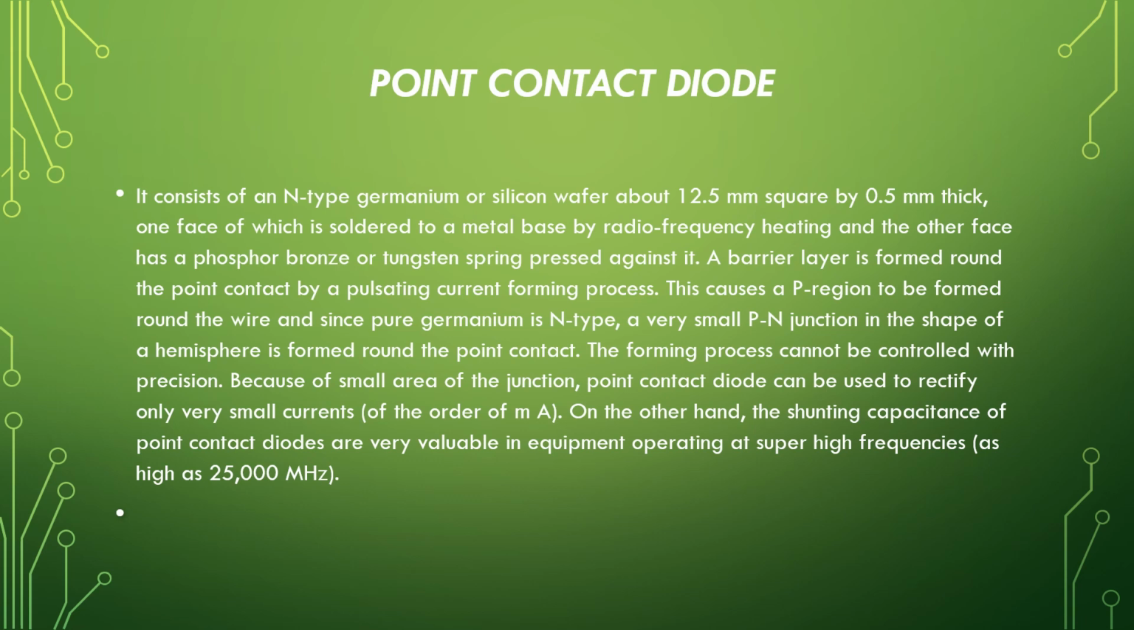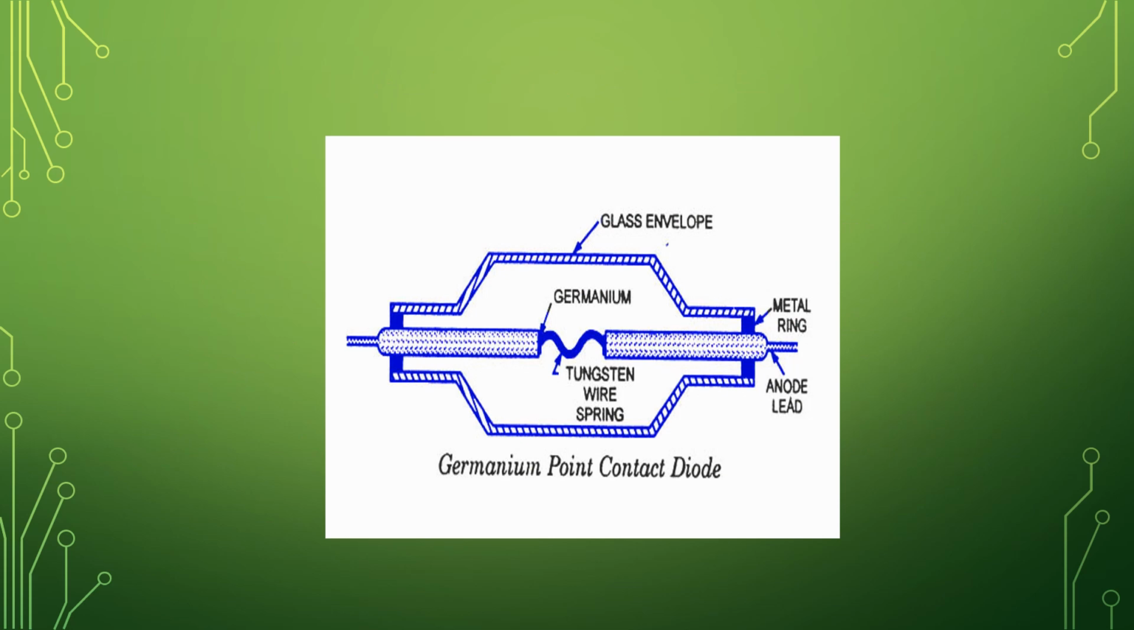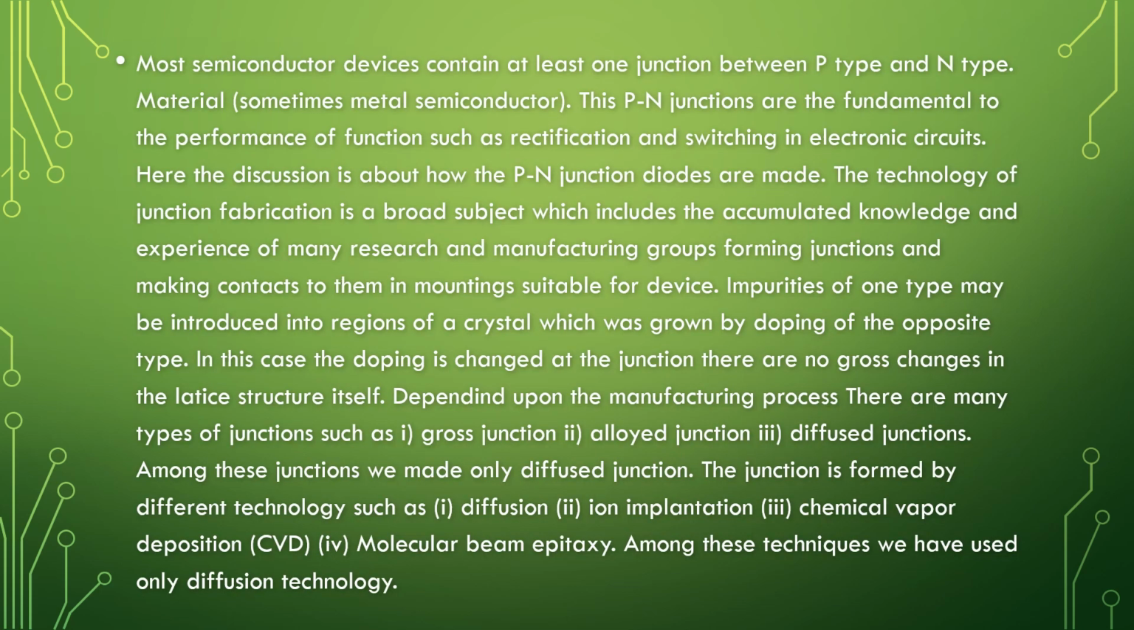Because of small area of the junction, point contact diode can be used to rectify only very small currents of the order of mA. On the other hand, the small shunting capacitance of point contact diodes is very valuable in equipment operating at super high frequencies, as high as 25,000 MHz. If you look at the figure, it consists of a glass envelope and a germanium wafer and a metallic ring which is attached by a tungsten wire spring and an anode lead.